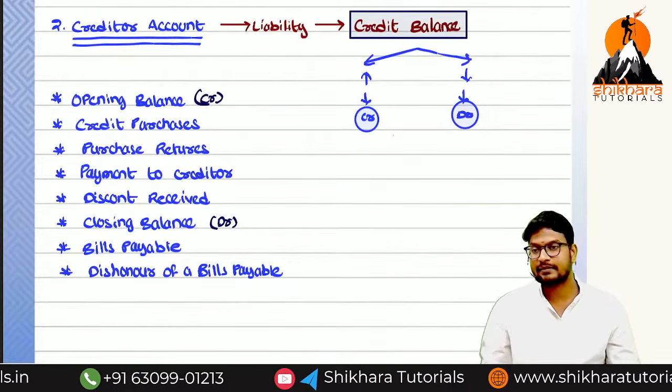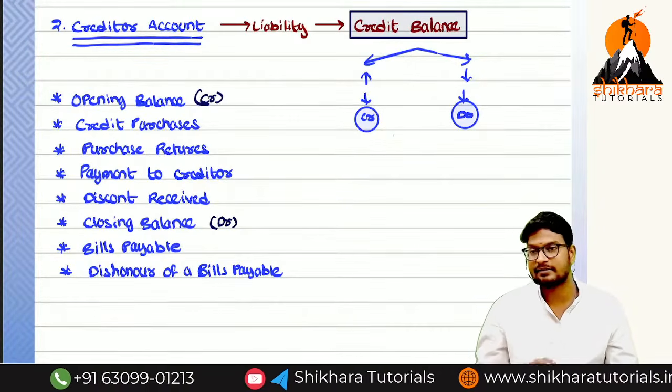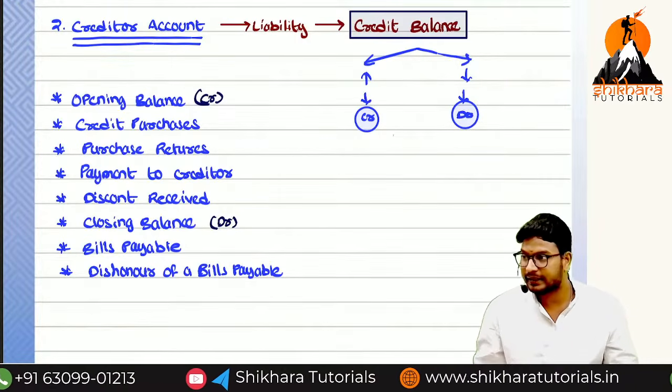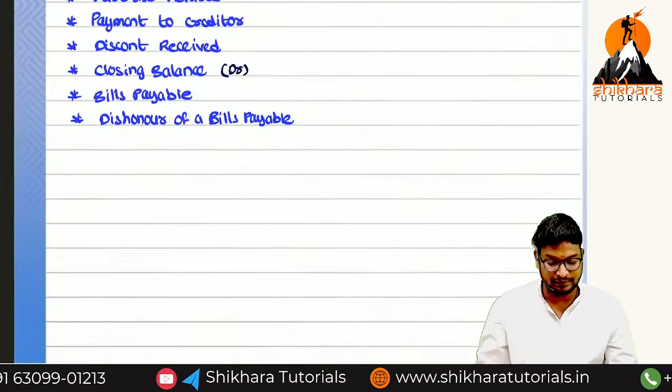So let me take an example and clear all these transactions. So we can write the journal entries. After that we can create the account. We can complete it.